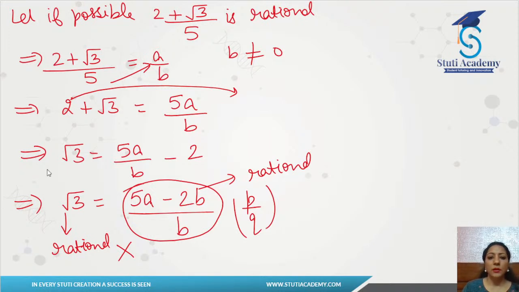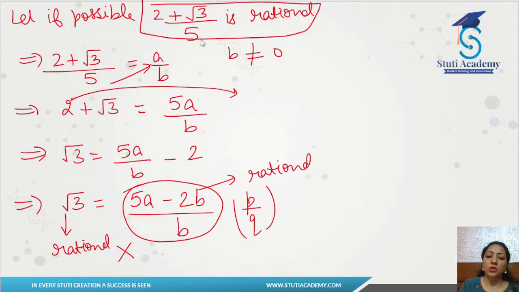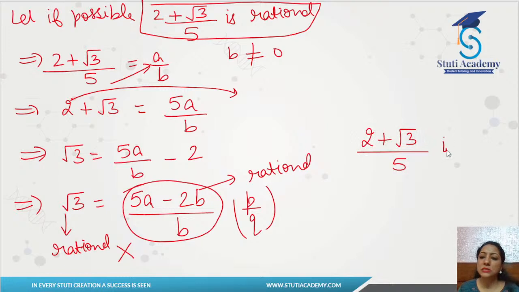Not possible. Therefore, our assumption which we took in the beginning, that 2 plus root 3 upon 5 is a rational number, is a wrong statement. This is wrong. Finally, we can say 2 plus root 3 upon 5 is an irrational number.